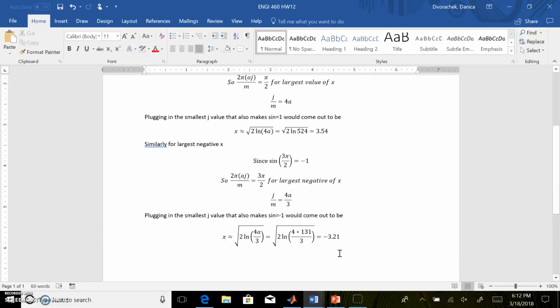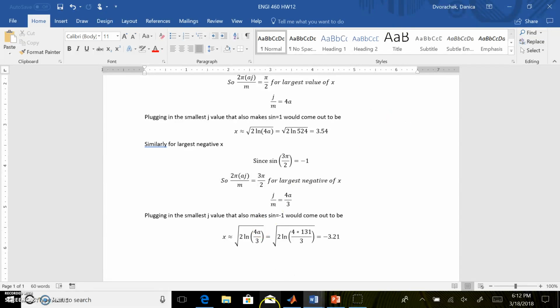Similarly, switching over to the negative value, in this case we want sine to be negative 1. That's the largest negative value that we can make sine. So when we plug in this 3 pi over 2 for the largest negative value of x, we end up plugging it back into that x equation and getting negative 3.21.